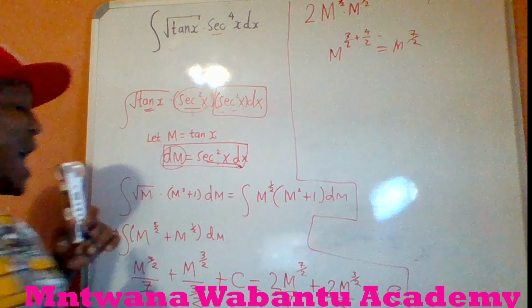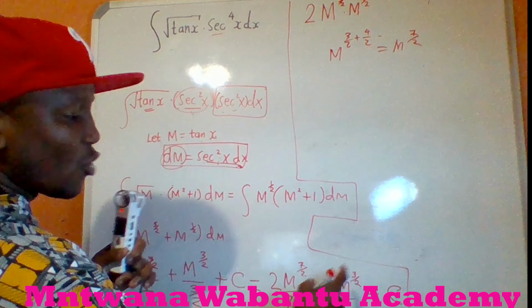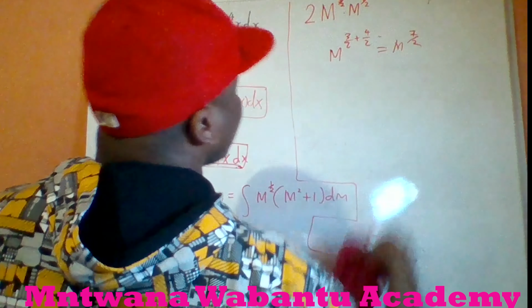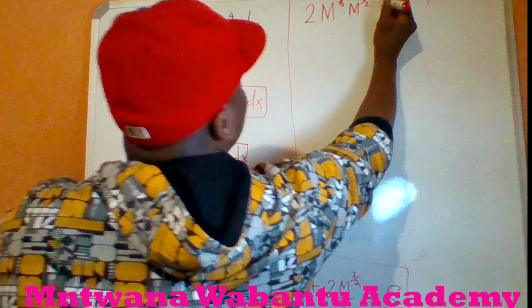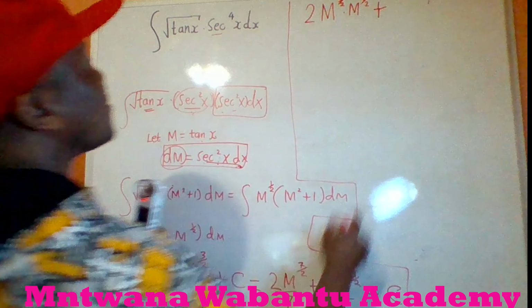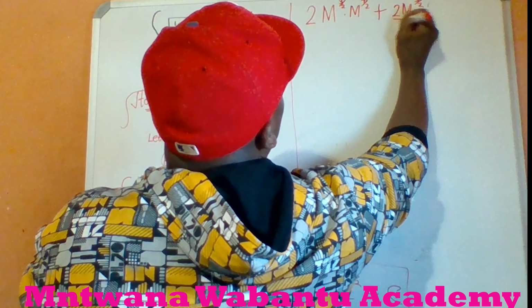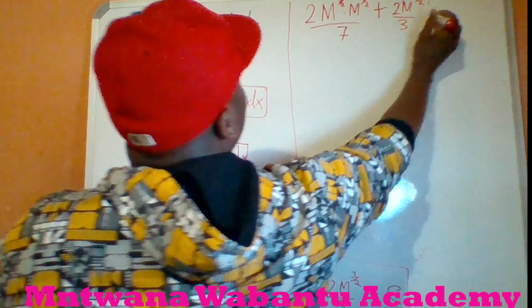And why do I do that? I do that because the second one, brother and sister, is m to the 3 over 2, so I want it to look like the second part here. You see? So I'm going to say plus here, and then we have 2m to the 3 over 2, over 3, and this side over 7, and then we add c.